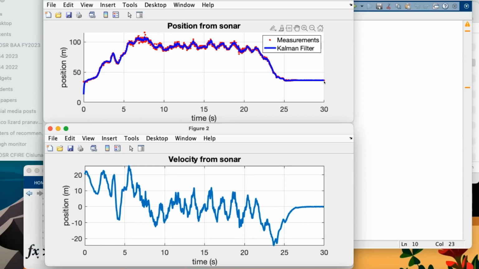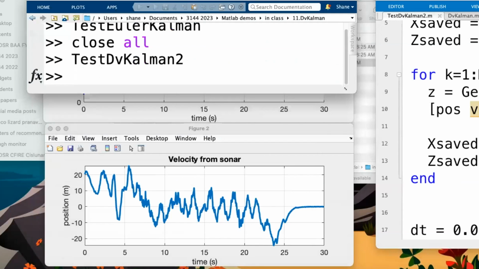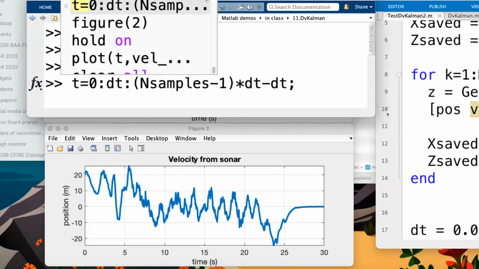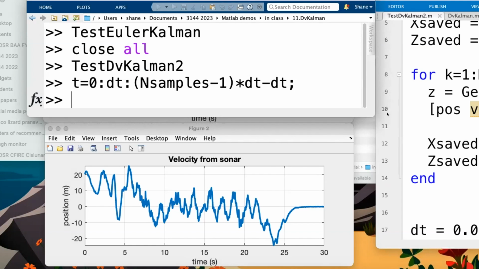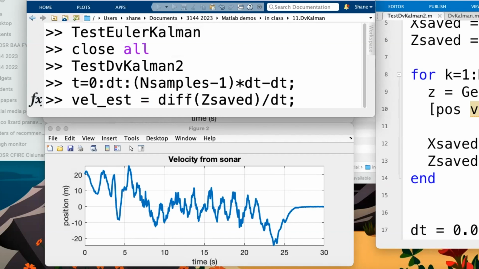We could take finite differences. You could say position at time k plus 1 minus position at time k divided by dt, and that should give you velocity. And so I want to show you what that gives. Let's compare that. The velocity estimate would be the differentiation of the actual measured thing divided by dt. So diff just means it's going to take a difference. So this would be another way to estimate the velocity.